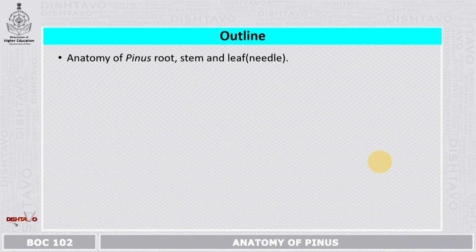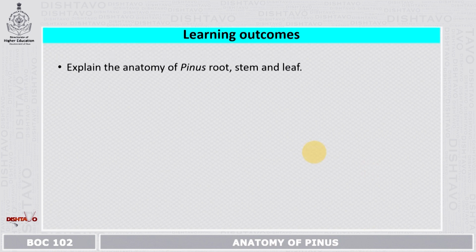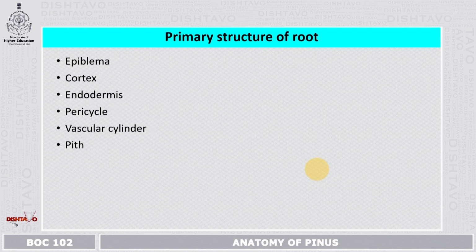A brief outline. In this module, we are going to study the anatomy of Pinus root, stem and leaf, which is also called a needle. The learning outcomes. At the end of this module, the student would be able to explain the anatomy of Pinus root, stem and leaf. Coming to the primary structure of root.